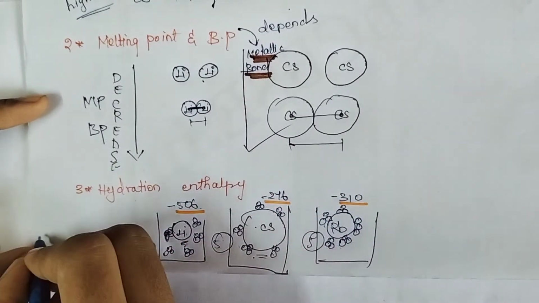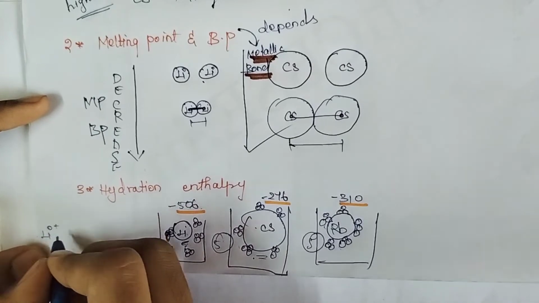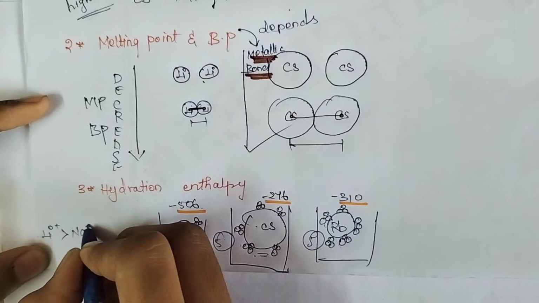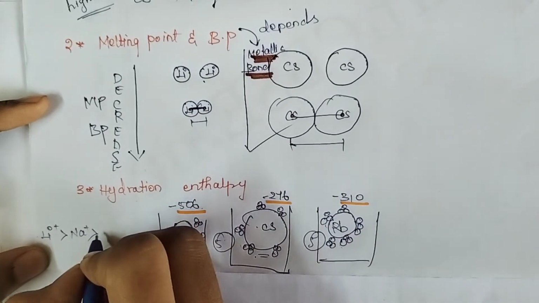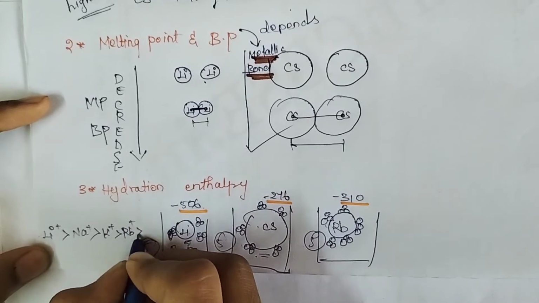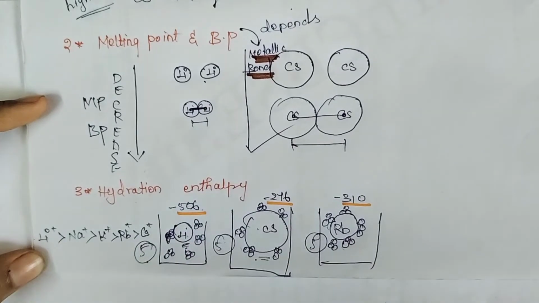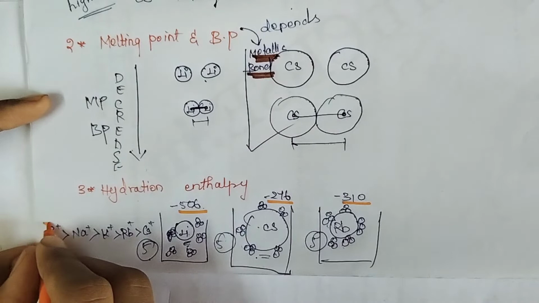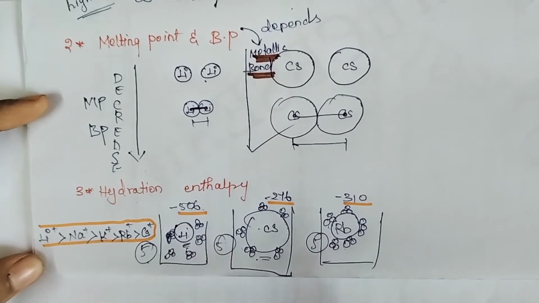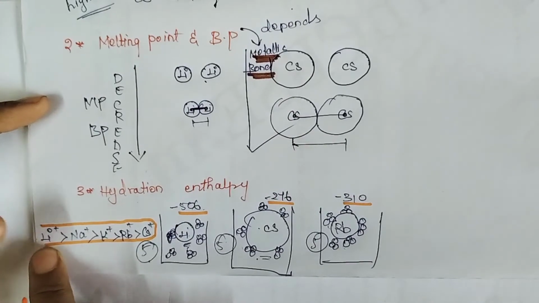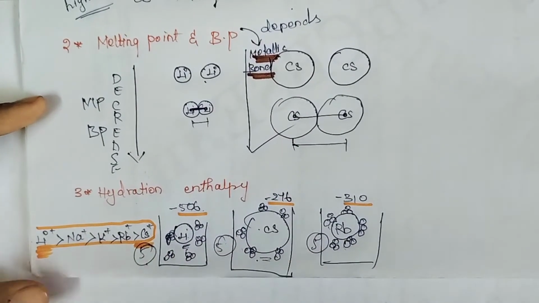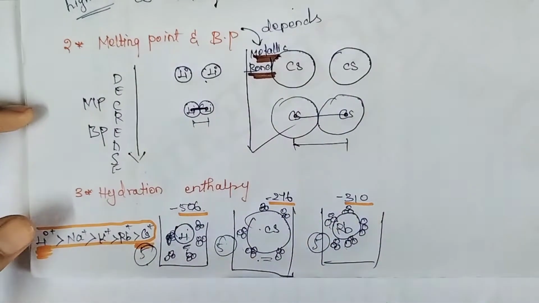So lithium ion is greater than sodium, and it is greater than potassium, rubidium, cesium. Okay, clear? See, this is the correct order. There is no exception case. More hydration enthalpy is with lithium, least is cesium. I gave you the explanation also.